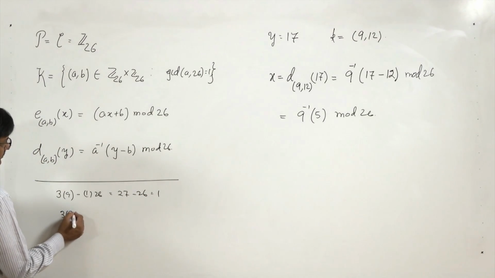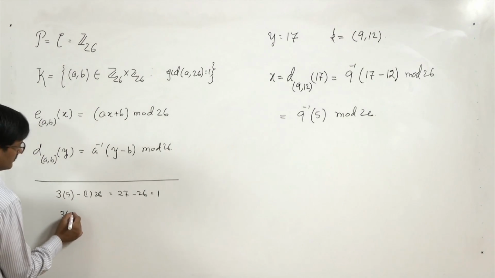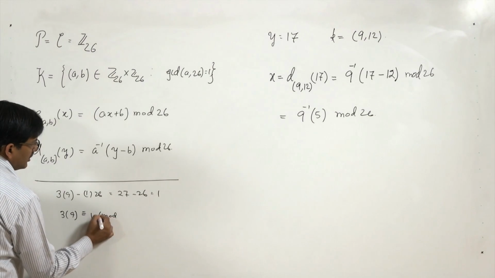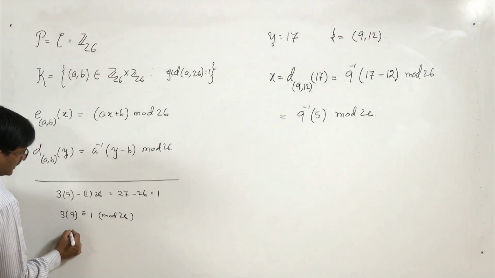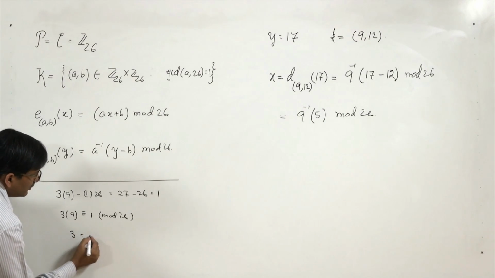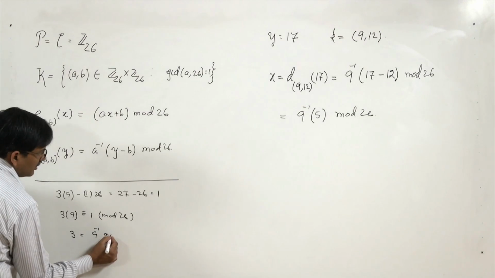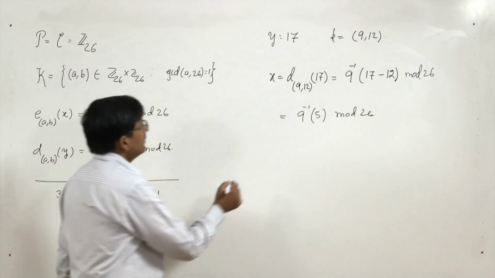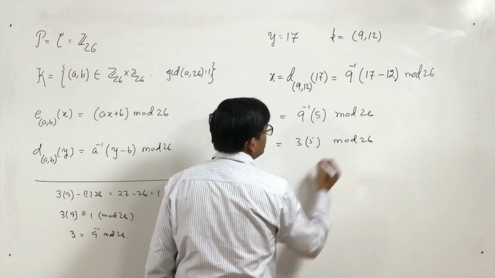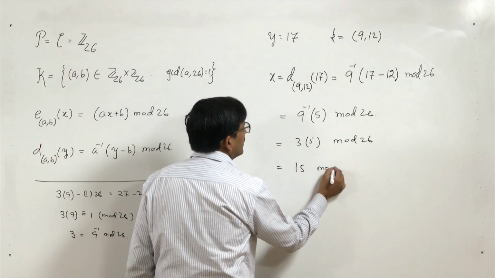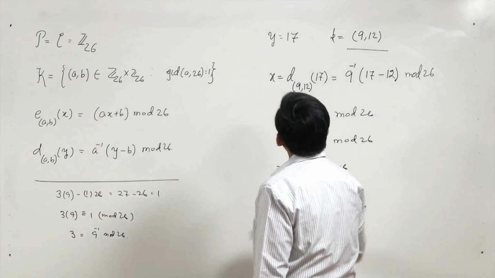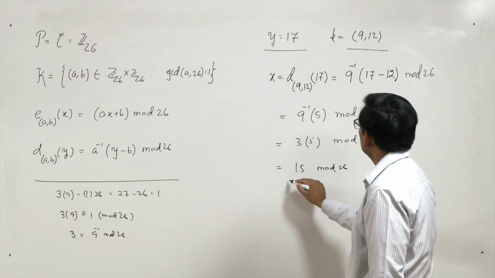Therefore, 3 into 9 is congruent to 1 mod 26. Therefore, I can write that 9 inverse is equal to 3, or in other words 3 equals 9 inverse mod 26. Therefore, here I will replace 9 inverse by 3 into 5 mod 26, which is equal to 15 mod 26. Thus, I know that if my key is 9, 12 and if my ciphertext is 17, then the plain text is 15.